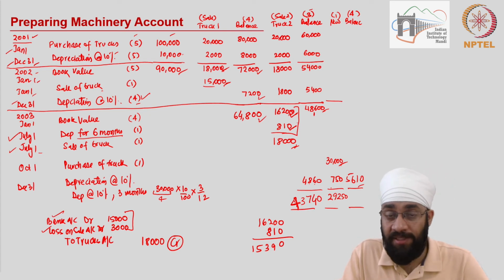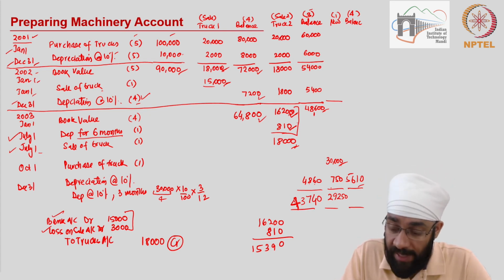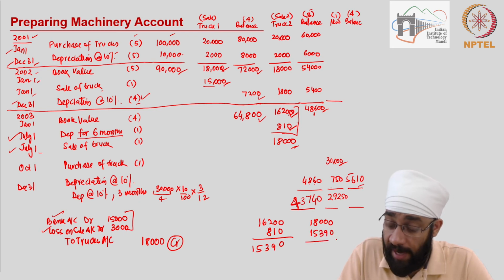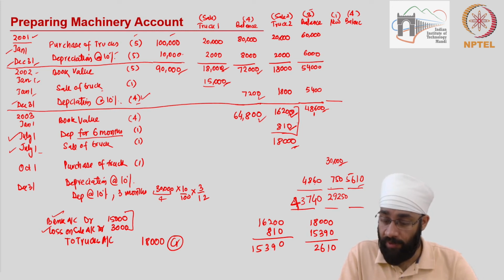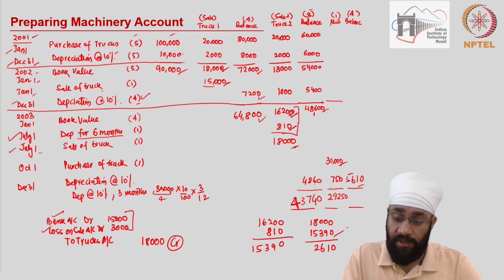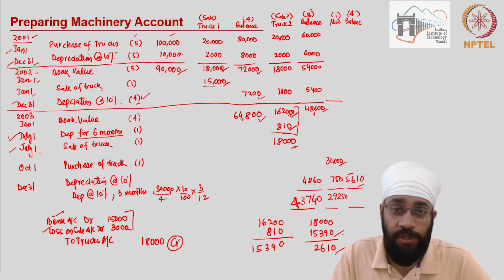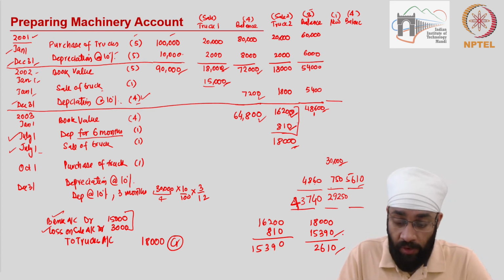You are selling the truck at a higher price than its actual value. Therefore, you are making a profit equal to 18,000 minus 15,390. So this gives me 2,610. Yeah, that's right. So this is the amount of profit that you make. Let me just double check this. That's correct. So 2,610 is the profit that you make on the sale of this truck.